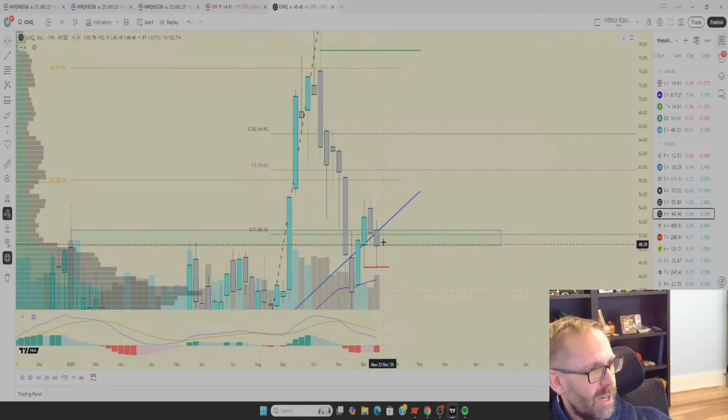Might have formed a double bottom. That might be good to continue the rotation up. We'll see.